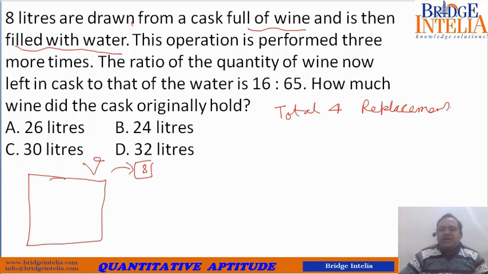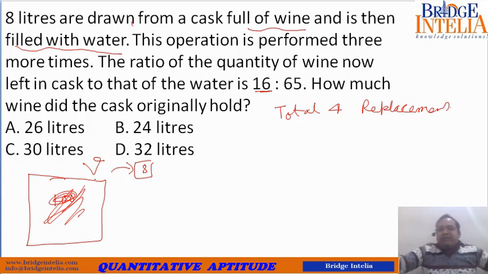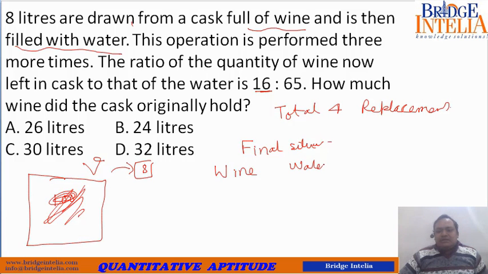The ratio of quantity of wine to water. Initially the entire volume was made up of wine, but finally wine is going out and never coming back, and slowly and gradually water is getting added into the bucket. So in the final situation, this is wine, this is water. So what is the ratio? Ratio is 16 is to 65. So this is the premise of the question.